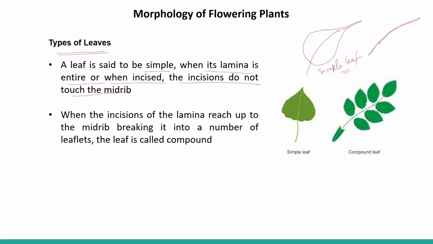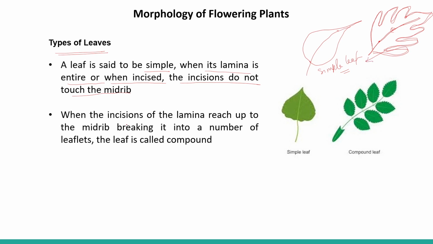I'm drawing one more leaf where the lamina is incised like this. We can see the incision or the depression in the lamina, but this depression is not touching the midrib. This incision is not touching this part, or this incision is not touching this part. So again, we can say that this is one lamina. So again, this is a simple leaf.